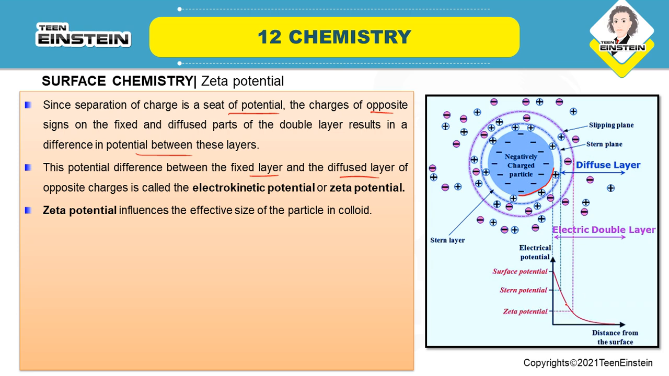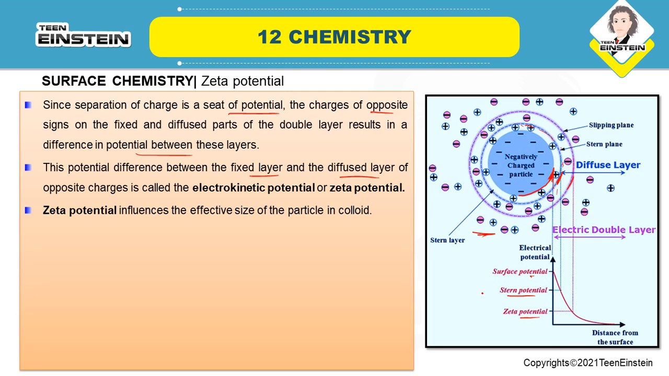Now, as it is a negatively charged particle, there will be positively charged ions. Fine. So if we draw a line, this is the surface, if we consider this a surface potential. Now if we consider the next plane, that is Stern potential, and the last plane, that is the zeta potential. Okay, so just try to compare the picture and the graph.